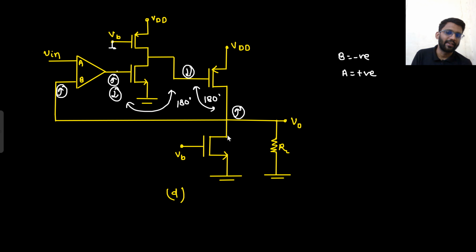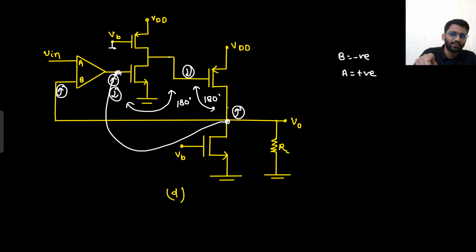So 180 plus 180, that is 360. And 360 is equal to 0 only. So basically from this node to this node, you are having 0-degree phase shift. From here to here there is 180-degree phase shift, and from here to here there is 180-degree phase shift. So 180 plus 180, 360. So from here to here there is 0-degree phase shift. Say yes or no. So here you are having 0-degree phase shift collectively.